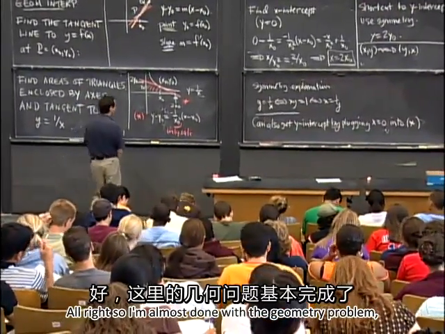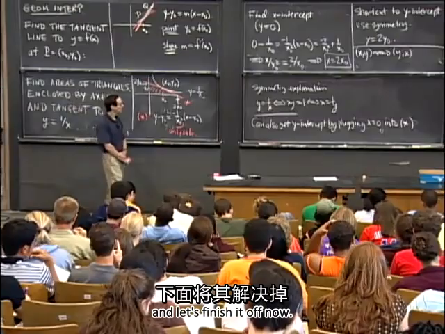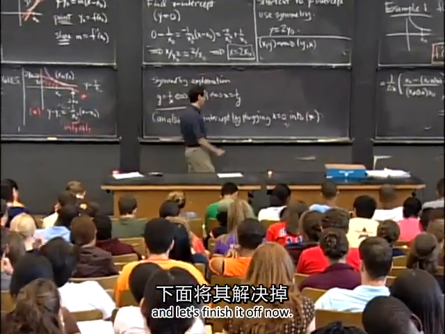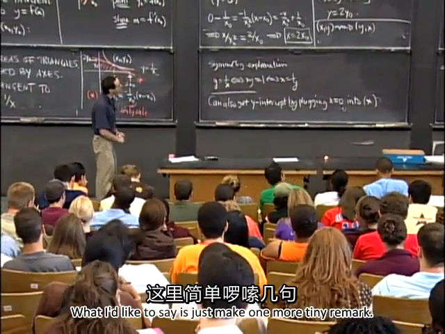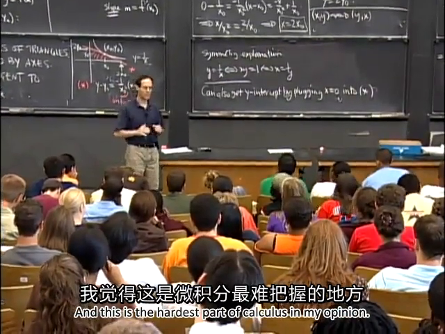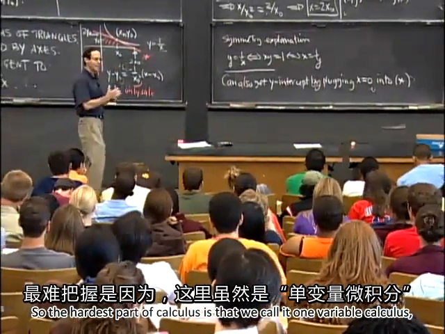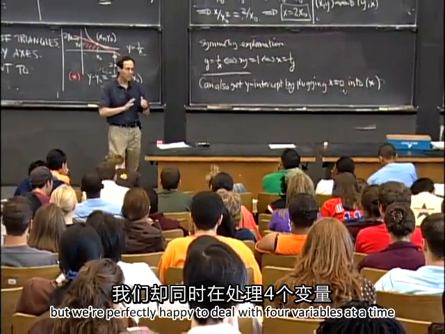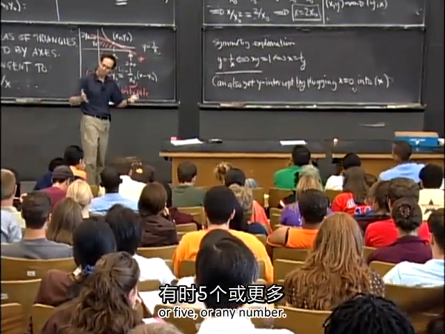All right, so I'm almost done with the geometry problem. And let's finish it off now. Well, let me hold off for 1 second before I finish it off. What I'd like to say is just make one more tiny remark. And this is the hardest part of calculus, in my opinion. We call it one-variable calculus, but we're perfectly happy to deal with 4 variables at a time, or 5, or any number.